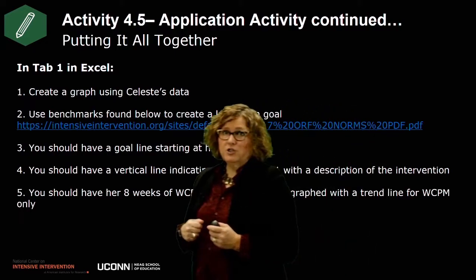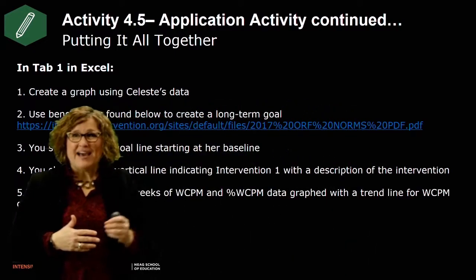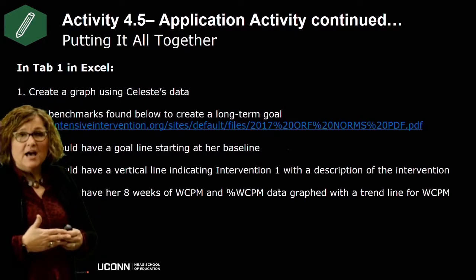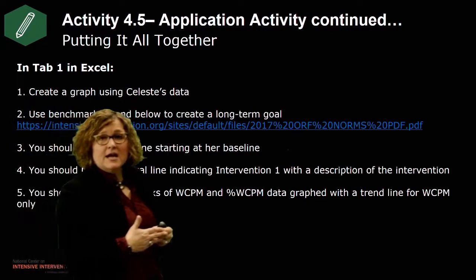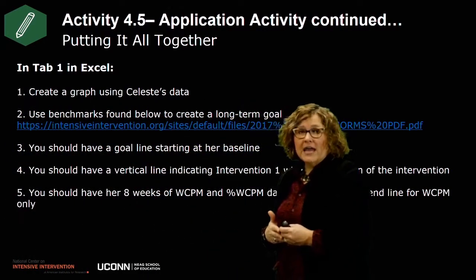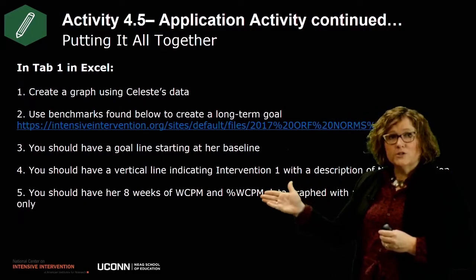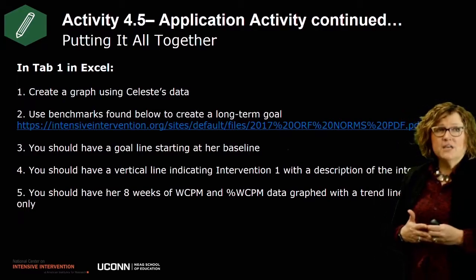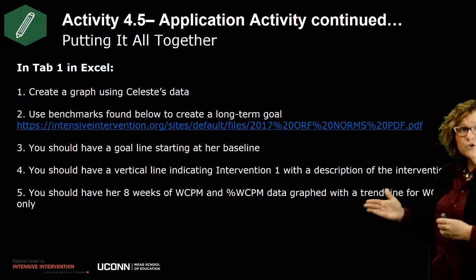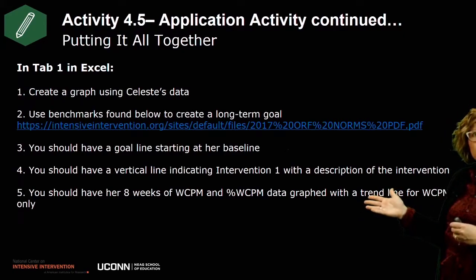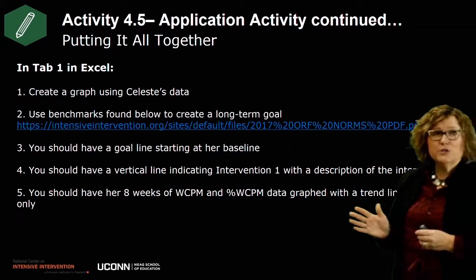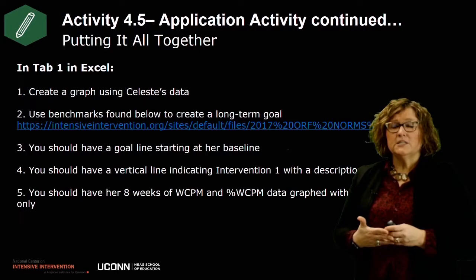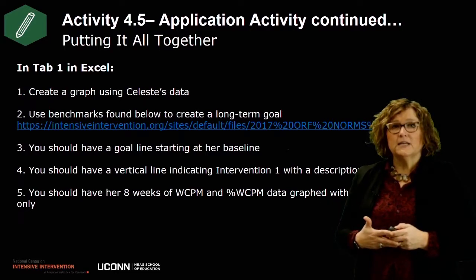Do you remember the intervention she was using? You might have to look back at that case study to remind yourself of that intervention that was put into place for Celeste. Also, you should have her 8 weeks of both the words correct per minute and the percent words correct per minute data graphed, and you should put in a trend line for the words correct per minute only. We're not going to put a trend line in for that accuracy. So you've got these 5 pieces that need to be put in place for this graph data in Excel.